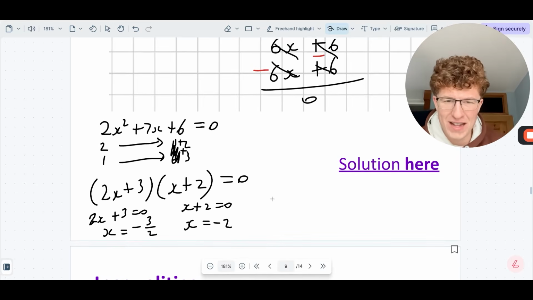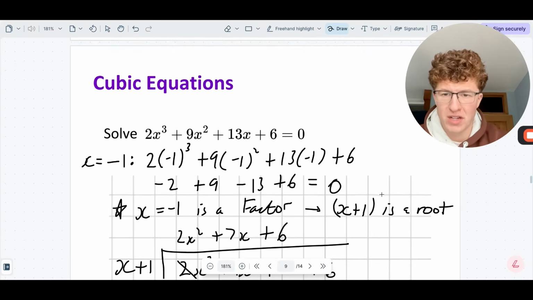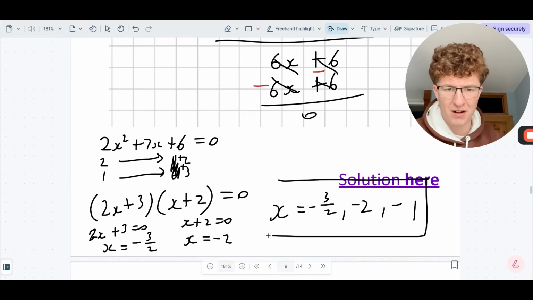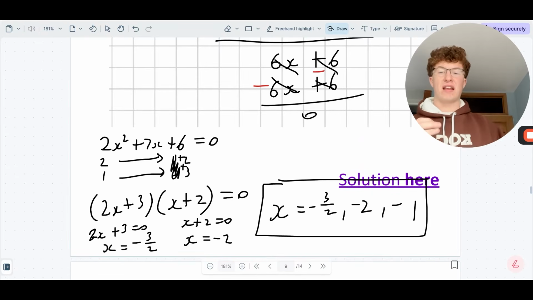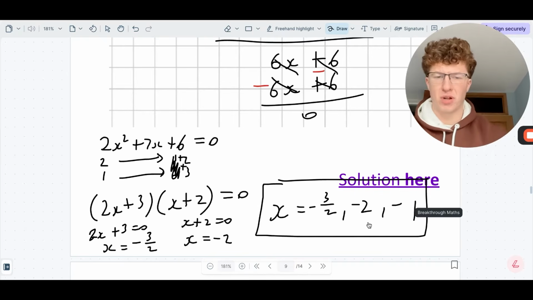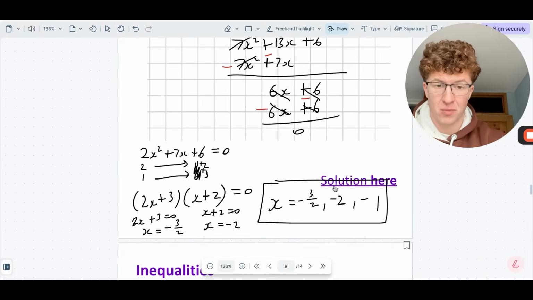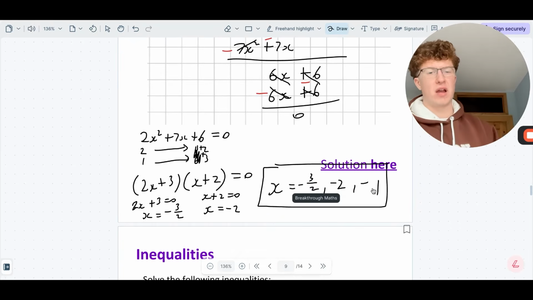Now, the final answer then is x equals minus 3 over 2, minus 2, and from the original equation, minus 1. That's our answer. You could also write what the roots are, so you would have x plus 3 over 2, and then x plus 2, and then x plus 1. But here we're saying solve, and whenever they say solve, they want the x values. So for that to equal 0, it's x equals minus 3 over 2, minus 2, and minus 1.